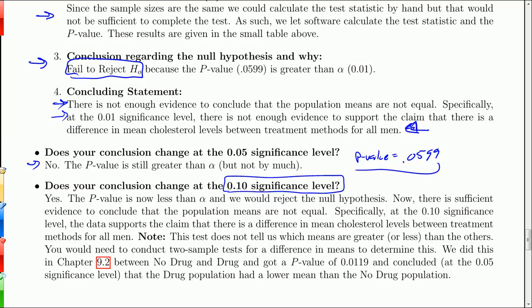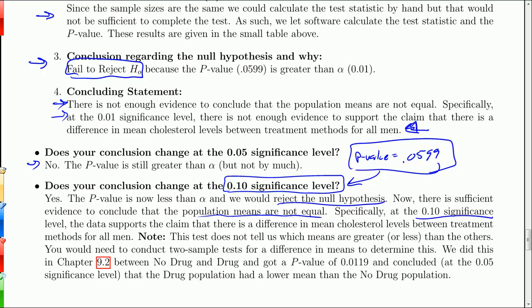Does your conclusion change at the 0.10 significance level? Certainly. It switches altogether because the p-value now is smaller than the significance level. Right? And so we would reject the null hypothesis, and at the 0.10 significance level, there is sufficient evidence to conclude that the population means are not equal. So if I'm a little riskier with my statements, I would come out and say, yes, I reject the null hypothesis. There is reason to believe these population means are not equal. Specifically at the 0.10 significance level, the data supports the claim that there is a difference in mean cholesterol levels between the treatment groups.